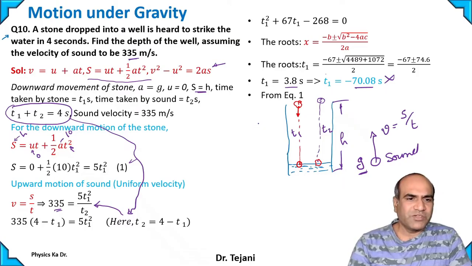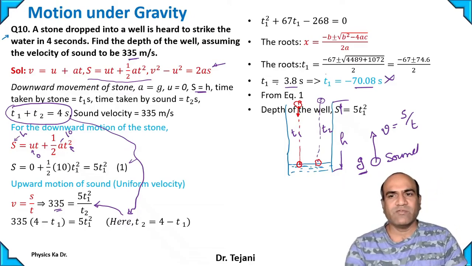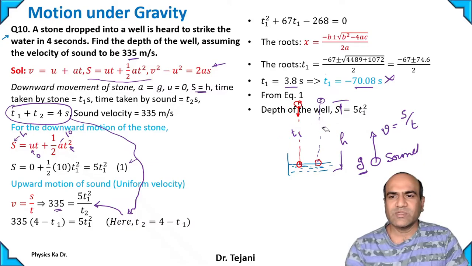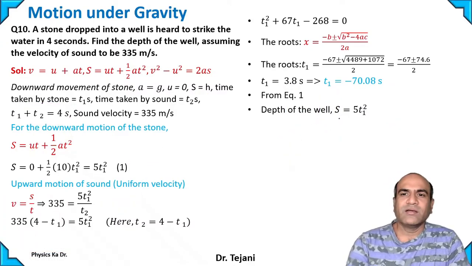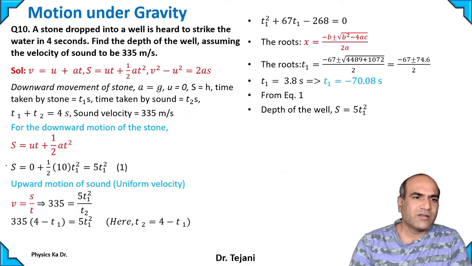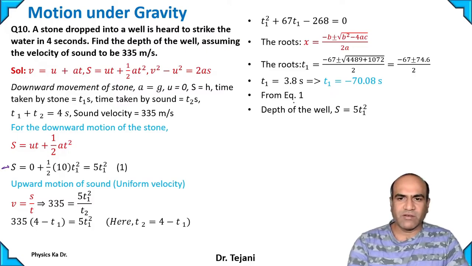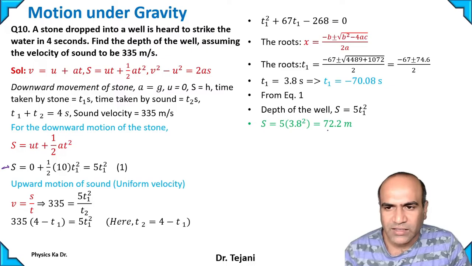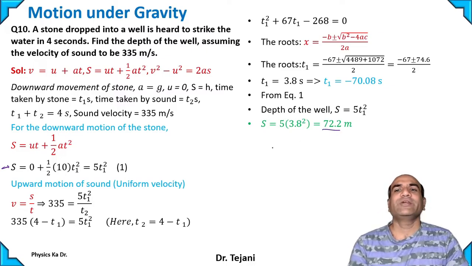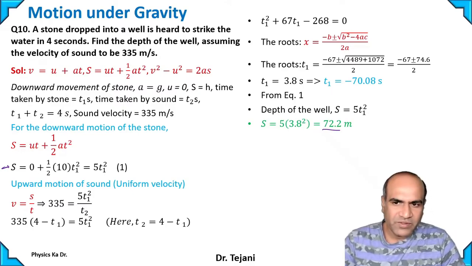Right. And from the equation 1, we have T1 plus T2 is equal to 4 seconds. Let's remove everything, it is not now required. We have equation either 1 or 2. Put the value of T1 in this equation and we can find the depth of well, 72.2 meter. So in this method, we can find out the depth of well.